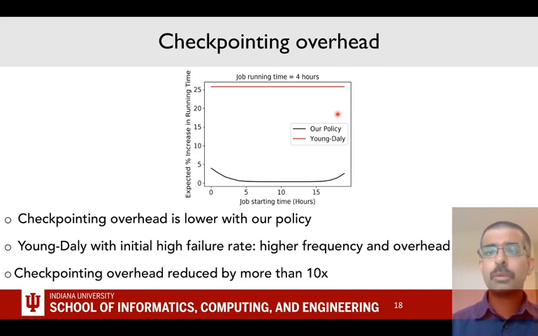We also evaluated our checkpointing policy, and in this case, we are interested in what is the expected increase in the running time because of the frequent checkpointing overhead. And so in this figure, we are showing what is this expected increase for a job of 4 hours, and our policy is shown in black, and it has a significantly lower increase in running time because it checkpoints based on how likely and how frequent the preemptions are actually likely to occur.